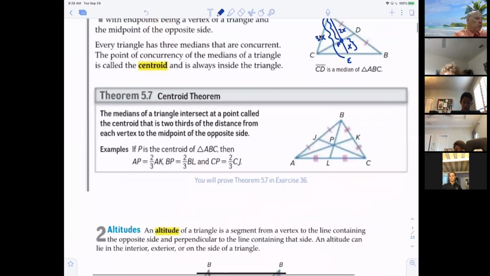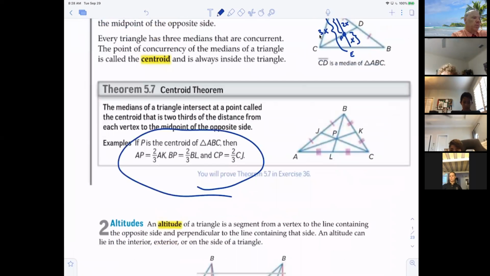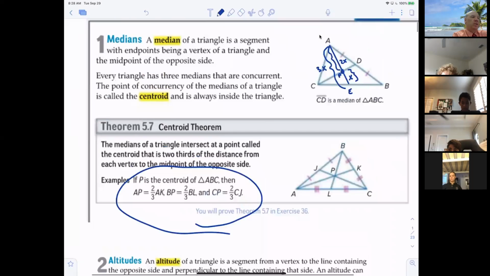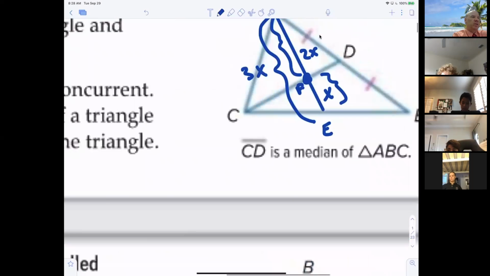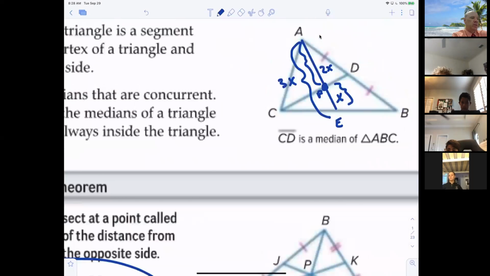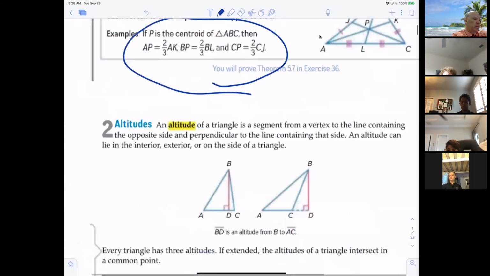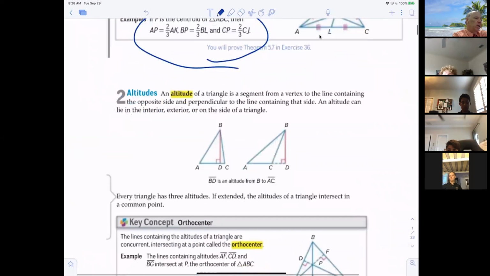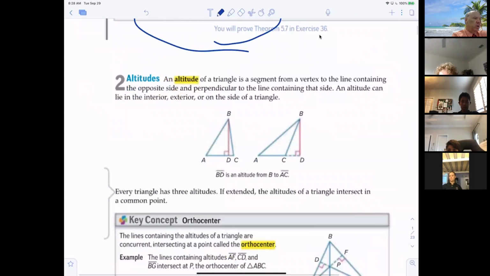All right, so again, you can remember this right here, but I don't like to do it that way. I always tell kids, in my opinion, it's easier to think of it as x, 2x, and 3x. So the median is 3x, and it's divided into a short part and a longer part, which is x and 2x. All right, now the next one that we're going to talk about is called the Ortho Center.